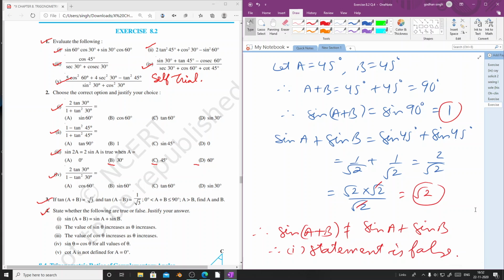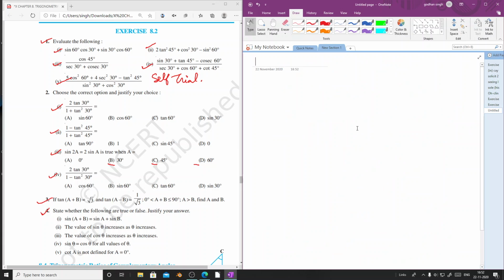So now let us do the second part of question number 4. Question number 4, second part. What it states is that the value of sine theta increases as theta increases.